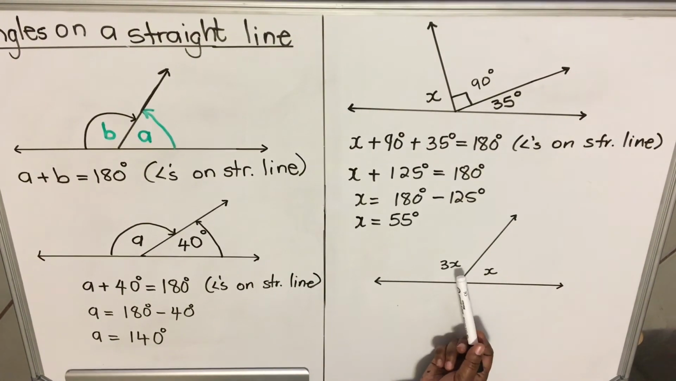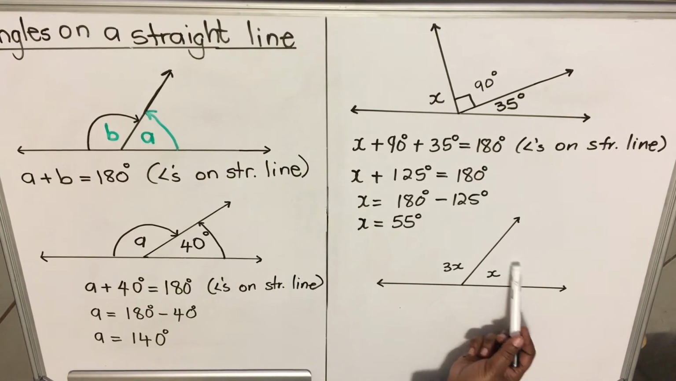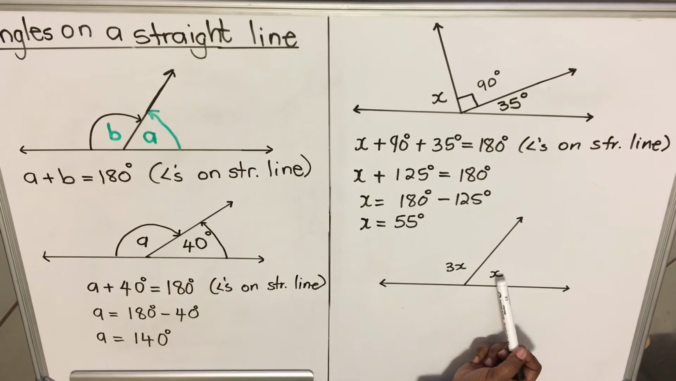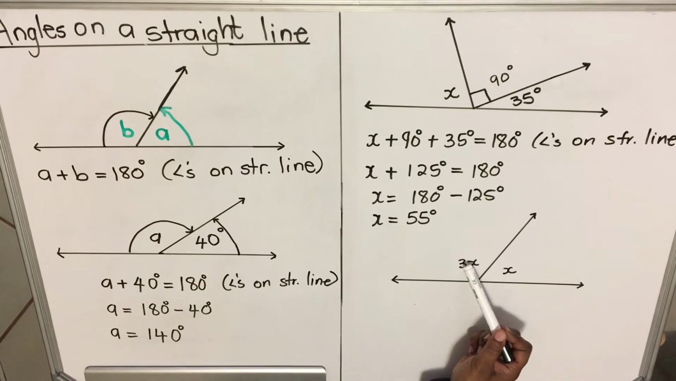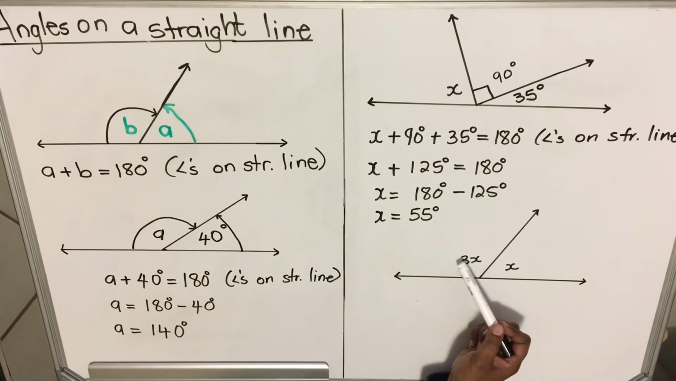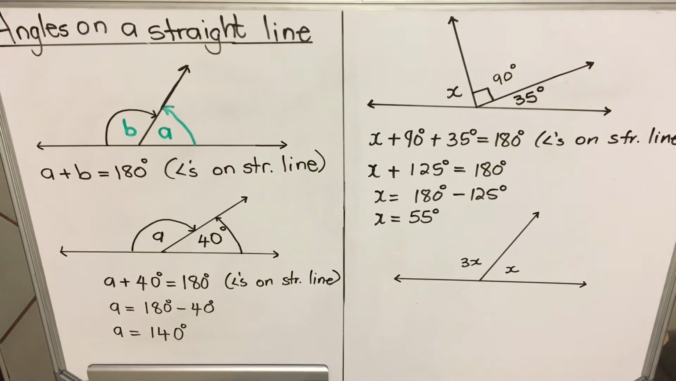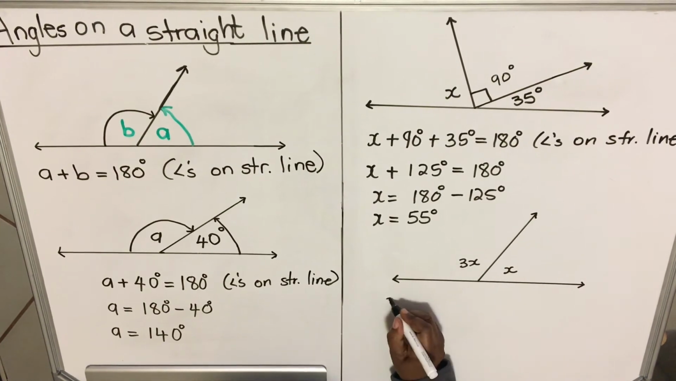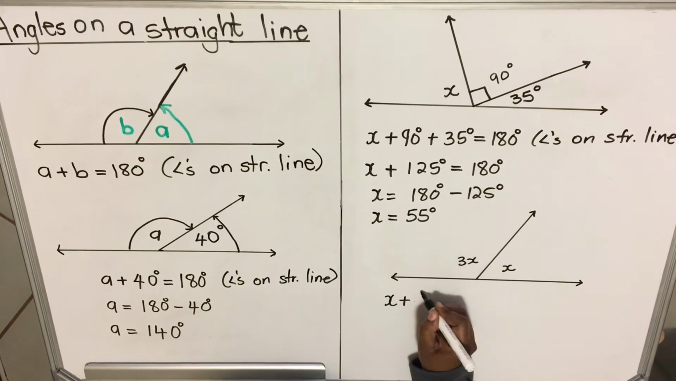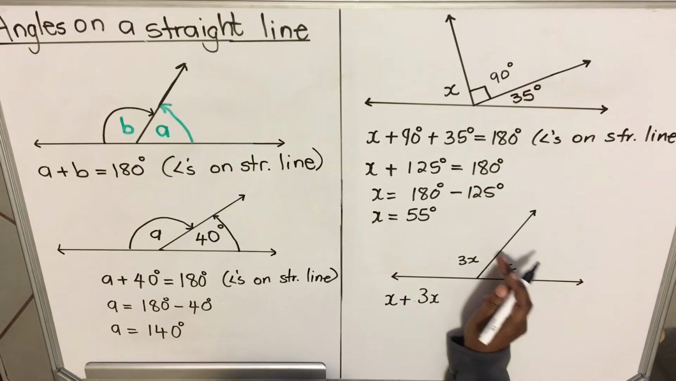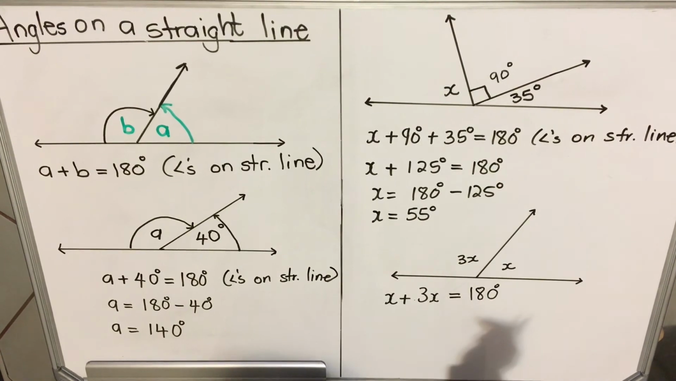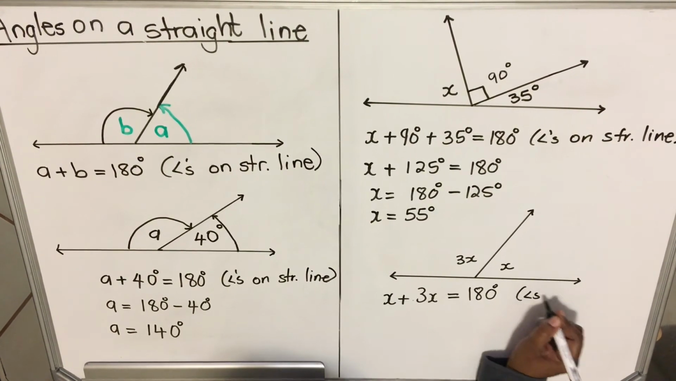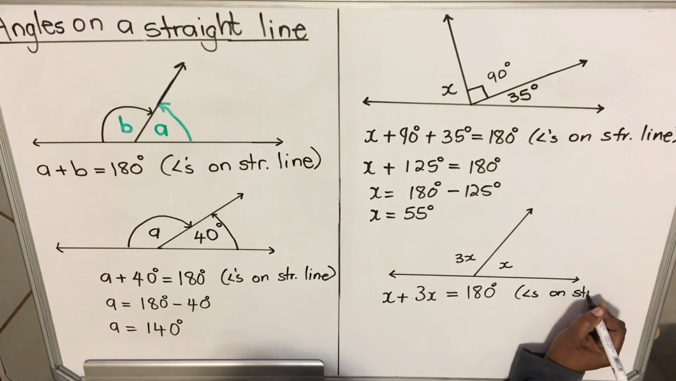Let's look at another example. In this example, we don't have the angles in degrees. This angle is x and this one is 3x. What they are telling you is that the value of this one is 3 times that one. You need to calculate x. You follow the same route. This angle is x, you add it to this angle, which is 3x, and both angles, because they are on a straight line, equal 180 degrees. And remember the reason: angles on a straight line.